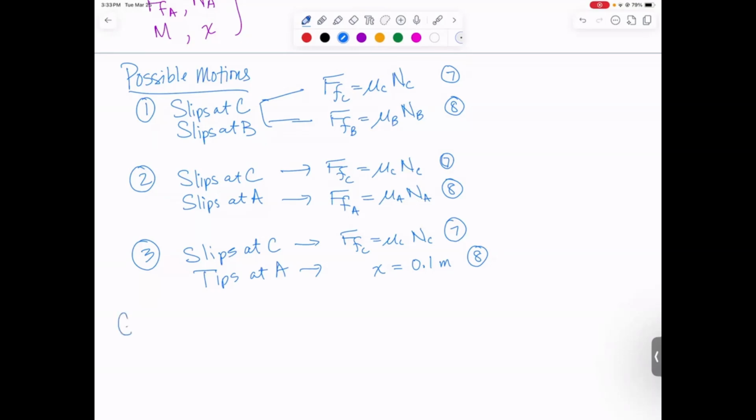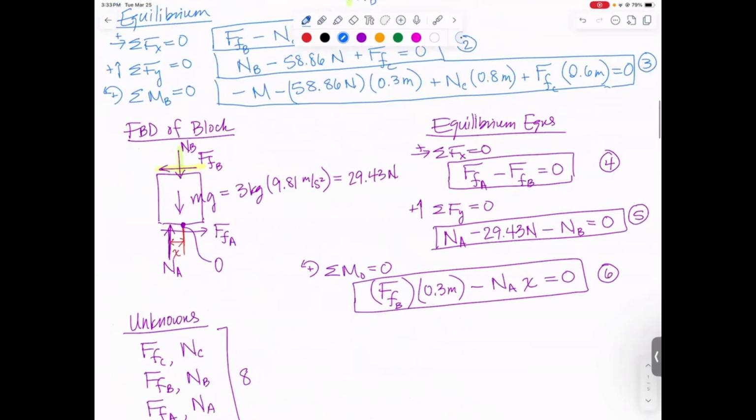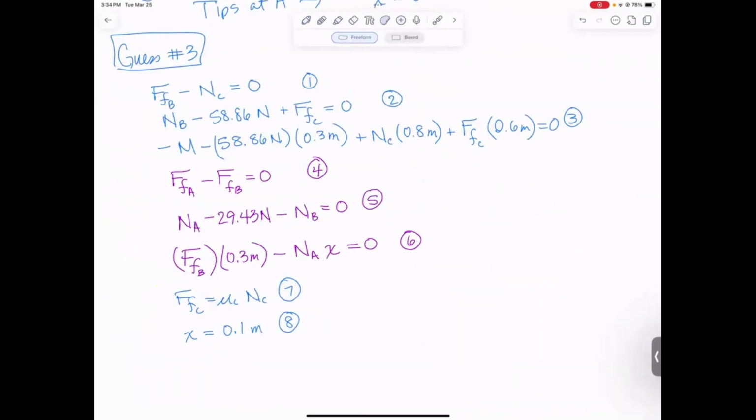So let's guess number 3 happens. We'll get an answer, then we can go and check where 1 or 2 would have happened instead. So if we guess that number 3 happens, we need to go and solve. So let me maybe copy down my equations and we'll do this step by step. I've copied down our 8 equations that we need to solve for.